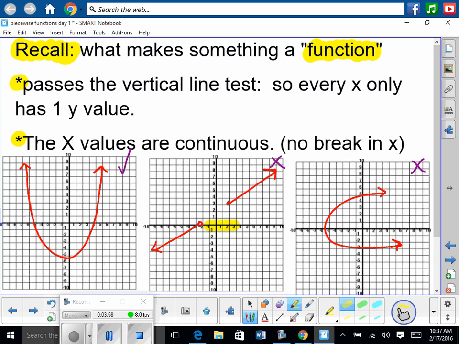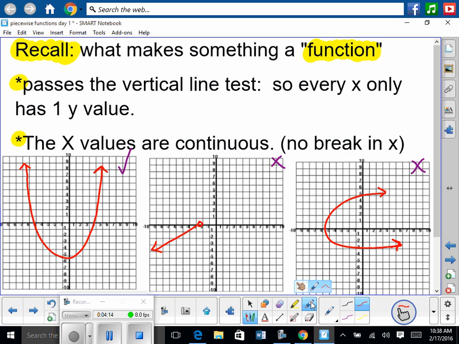Yeah, good question. So you see how we have a break in x? I'm going to explain it better this time. We have a break in x, so it's not a function. Now I'm going to change this line. Does everybody understand that part? I'm going to change this line, and I'm going to show you what would still be considered a function.